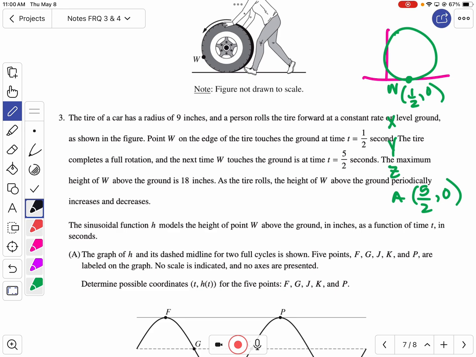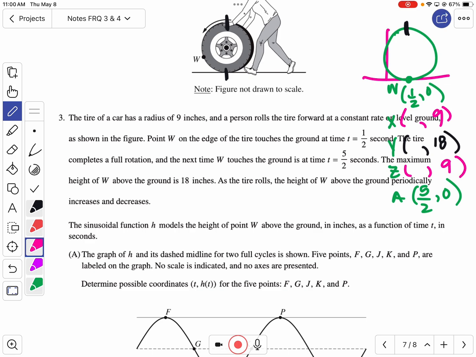We know that the maximum height of W above the ground is 18 inches. So when is that going to happen? At which of the points I labeled? If W goes up here at the top, that would be my tallest point, right? So that's halfway. What does that mean the middle way heights have to be? 9. So the middle way heights have to be 9.